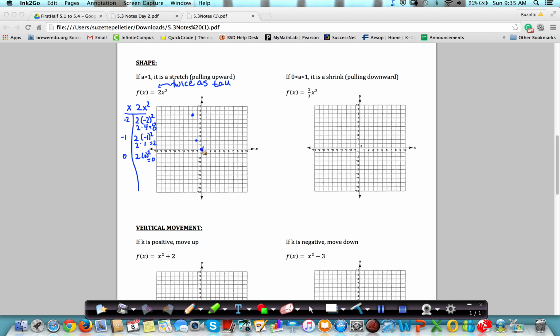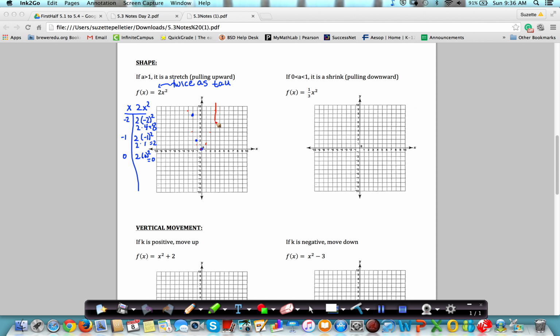Okay, so you can see the parent graph. If I were to plot the parent graph, and I'll do that in a different color so it doesn't get too confusing, the parent graph would be here at 0, 0. It'd be at 1, 1, and then it would be at 2, 4, and then it would be at 3, 9. So this is where my parent graph would have been. And you can see that I've stretched it. It's now going to be much thinner.